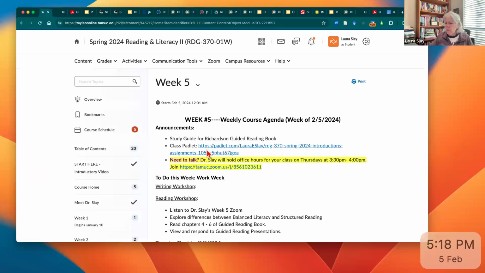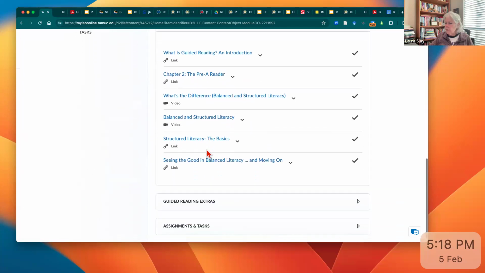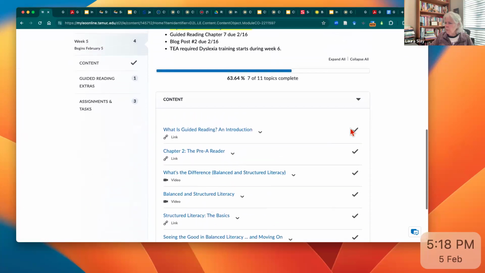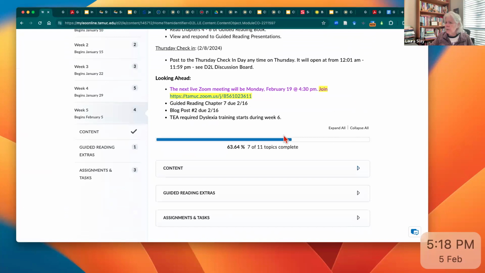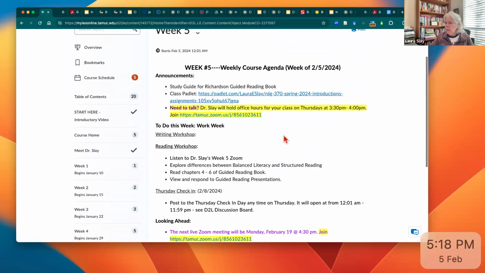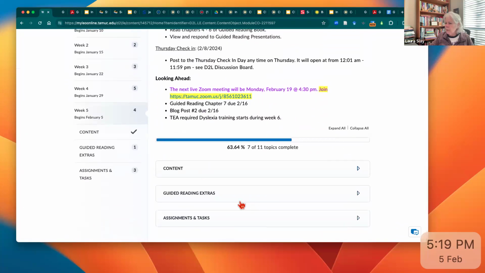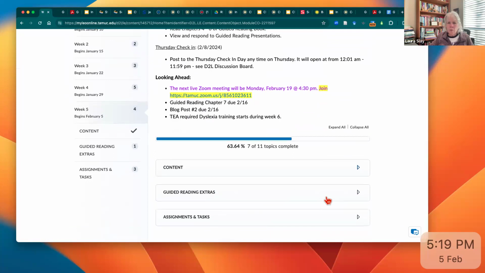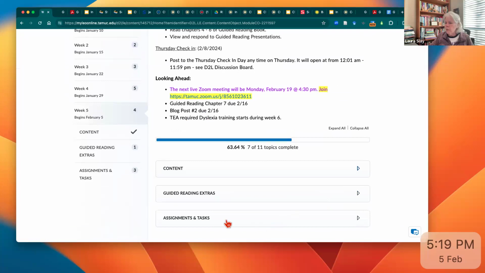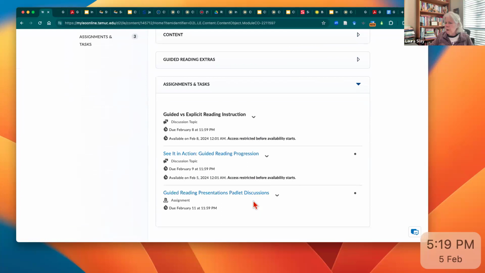Let's go back into week 5. So here we have the content for the week. These are things I definitely want you to look at by the end of the week. The reading extras are just that. Use them at your will in a way that gives you background information or supplementary resources. And here are our assignments. There are 3 things.